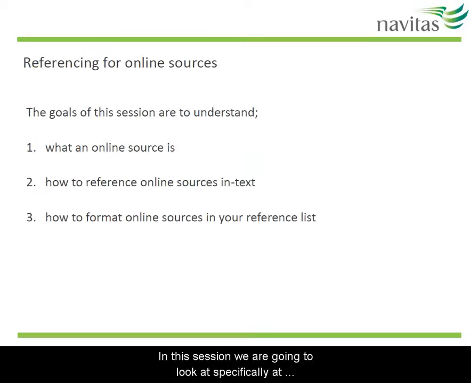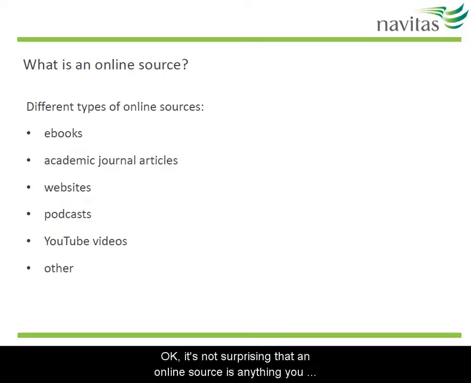In this session, we're going to look specifically at online sources. If you're interested in the basics of APA referencing, try the Referencing Starter Pack video. Okay, it's not surprising that an online source is anything you find on the internet. This includes anything you find through the ACAP Library website, such as ebooks and academic journal articles.